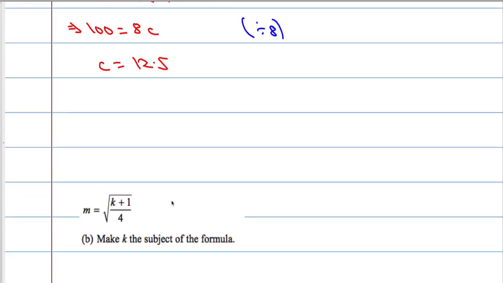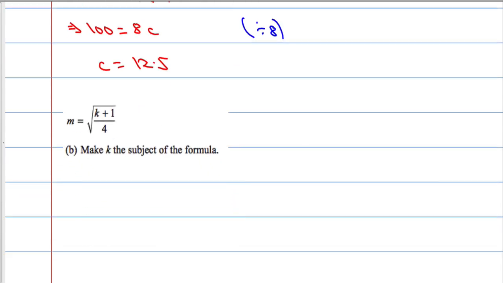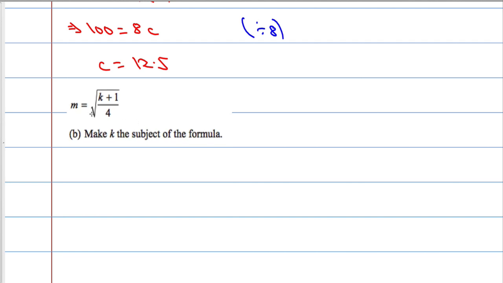Okay, next part. M equals the square root of k plus 1 over 4, and we're asked to make k the subject of the formula. Now, a nice way to do a question like this can be to think of what happened to k from the beginning to end so that it ended up in this position. Now this only works where the variable you're trying to make the subject of the formula appears only once. If it appears twice, this won't work. But we can think about it.